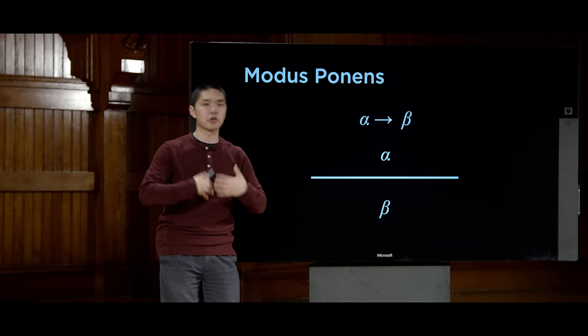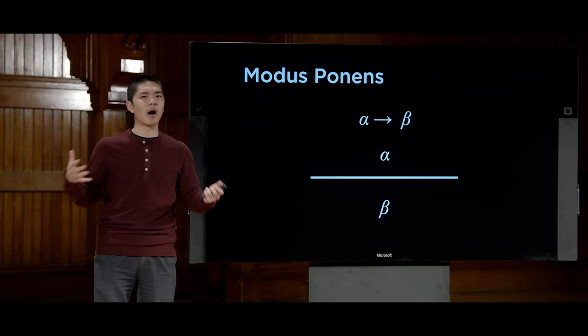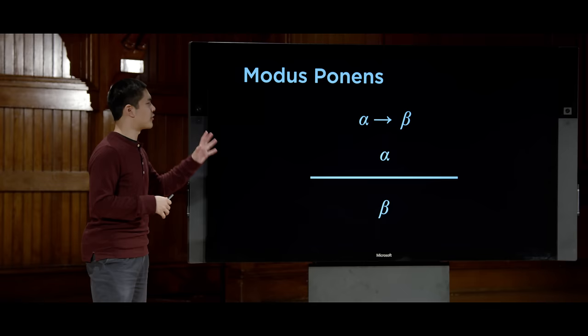That I know that A implies B, and I know A, and the conclusion is B. And this should seem like a relatively obvious rule, that of course, if alpha, then beta, and we know alpha, then we should be able to conclude that beta is also true. And that's going to be true for many, but maybe even all, of the inference rules that we'll take a look at. You should be able to look at them and say, yeah, of course that's going to be true.